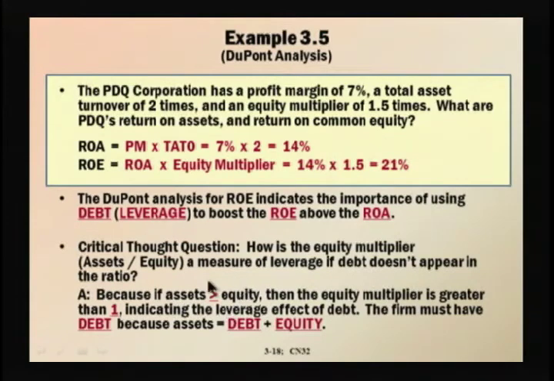Because if your assets exceed your equity, that makes that equity multiplier greater than 1. If your assets exceed your equity, the firm has to have some debt because assets equals debt plus equity.